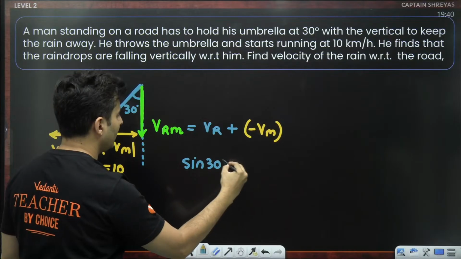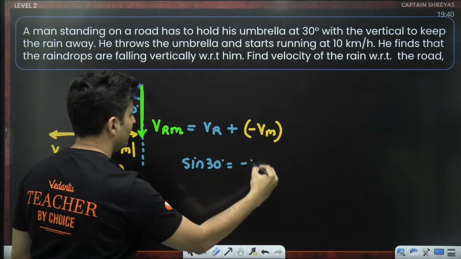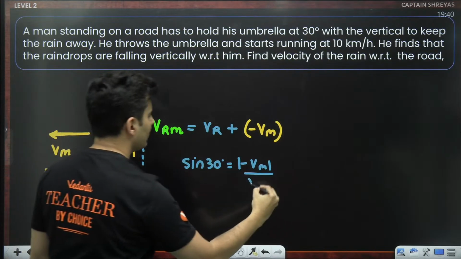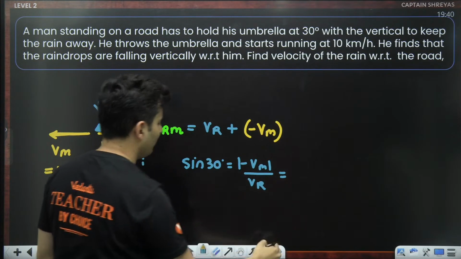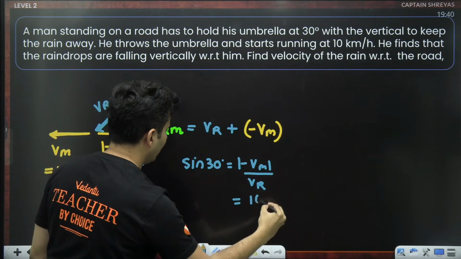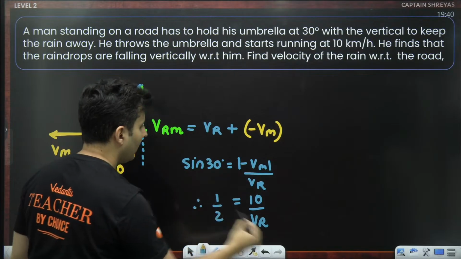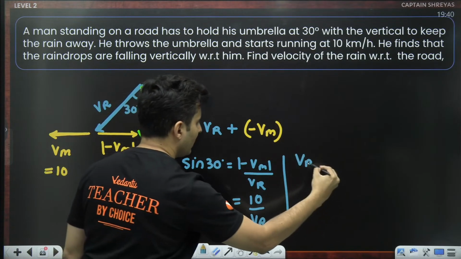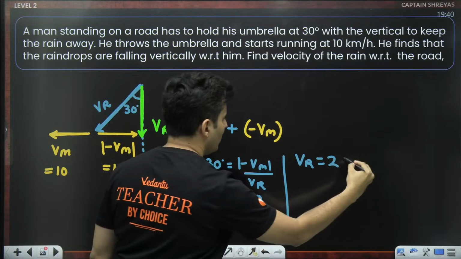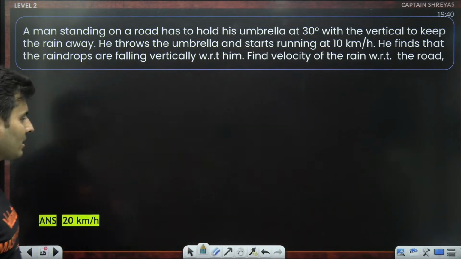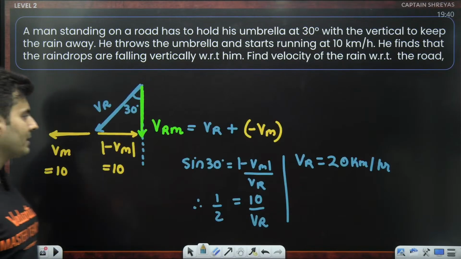So sine 30 is opposite, which is negative Vm's magnitude upon the rain's velocity. Negative Vm's magnitude is basically 10. Rain's velocity we do not know. Sine 30 is half. That means the velocity of the rain is 10 into 2, which is 20 kilometers per hour. 20 kilometers per hour. That is the correct answer.